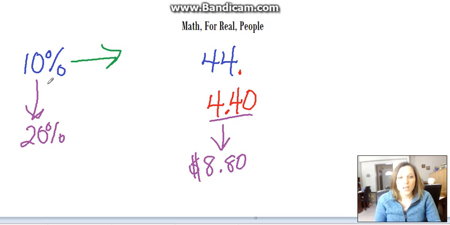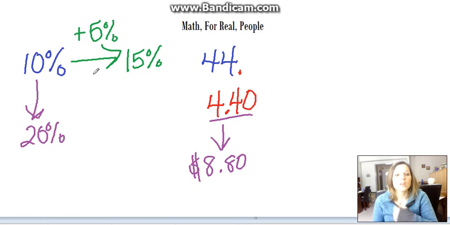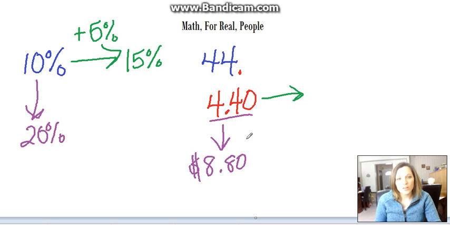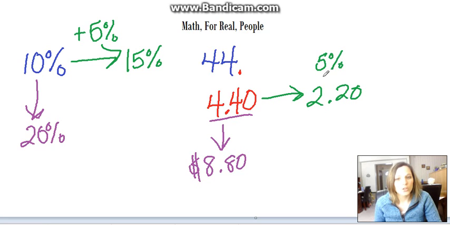Okay, well, 10%, what do you do to get to 15%? You need to add 5%, right? So adding 5% means you need to figure out 5% first. Well, if you have 10%, how do you get to 5%? You divide it by 2. 5 is half of 10. So take this 440, divide it by 2, and you're left with 220. That's 5% of your overall total.